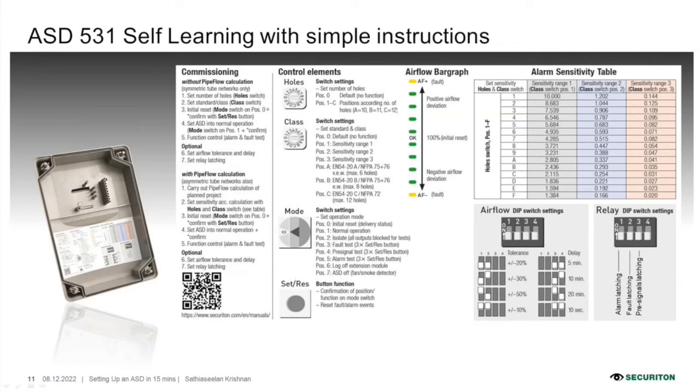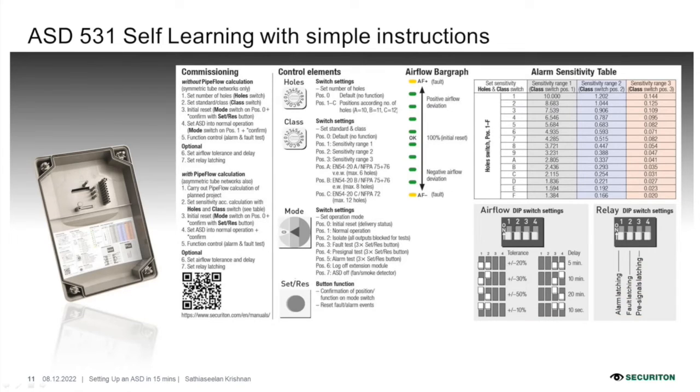As you can see, the commissioning sheets are stuck at the back of the cover of the ASD itself, so you will not go anywhere missing. And you can also download this information from your mobile with a click away from the icon below. Here, as you can see from your left, there are commissioning steps. There are 2 ways of commissioning, with the pipe flow calculation or without the pipe flow calculation, which means you don't have a pipe flow calculation.